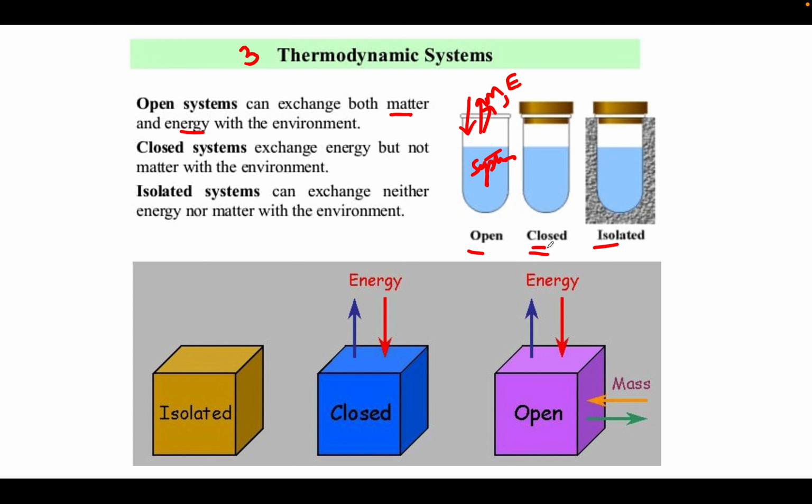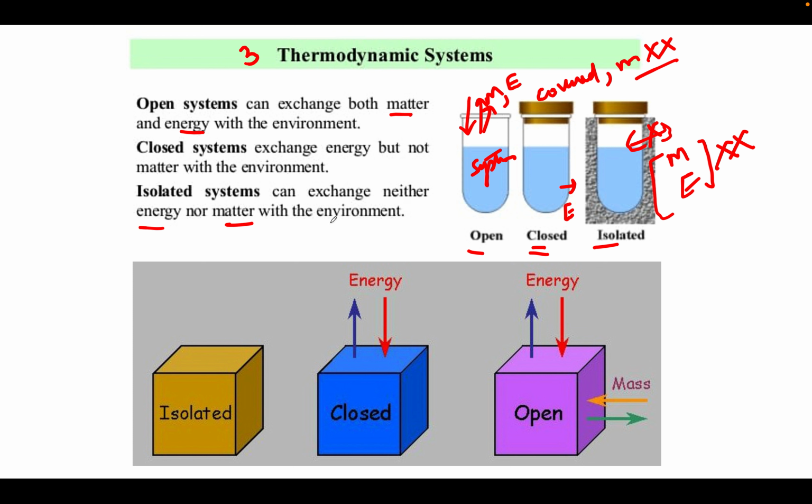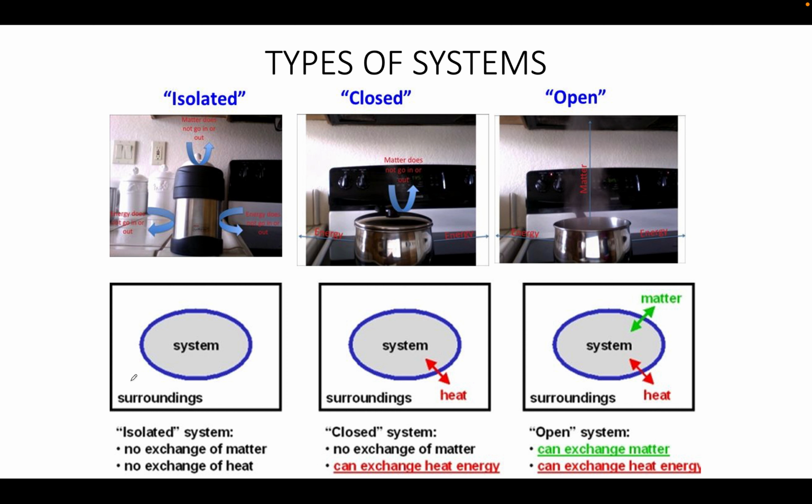And if we talk about the closed system, energy can be exchanged, but it is covered here with a cork, in this example. So mass transfer is not possible. And the last is the isolated system. Isolated means completely separated from the surroundings. So neither mass nor energy can be exchanged between system and surroundings. It is completely isolated. Neither energy nor matter can be exchanged with the environment. Okay, so isolated, closed, and open. This can be shown in this way. So these are examples of these systems.